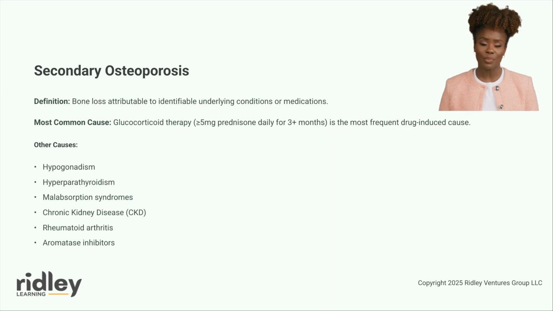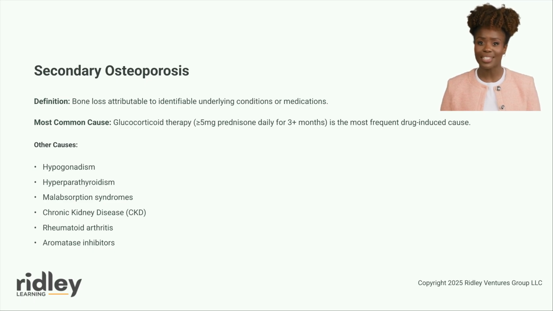Secondary causes of osteoporosis must be considered in the diagnostic evaluation, particularly when osteoporosis is identified in premenopausal women, men, or individuals with atypical presentations or inadequate response to therapy. Secondary osteoporosis refers to bone loss attributable to identifiable underlying conditions or medications rather than primary age-related or postmenopausal etiology. Common secondary causes include glucocorticoid therapy, which represents the most frequent cause of drug-induced osteoporosis.